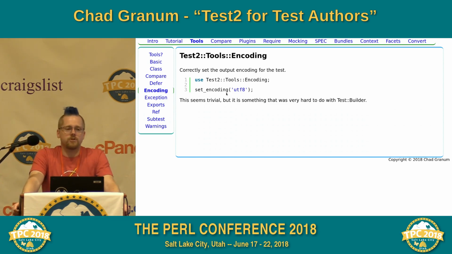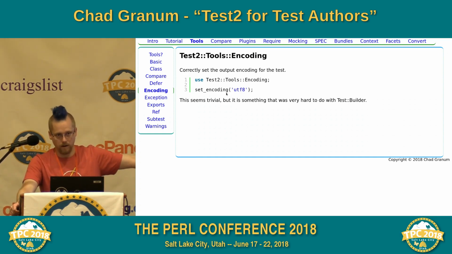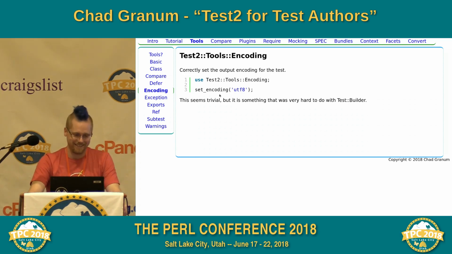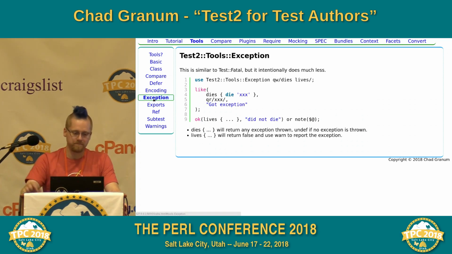So encoding. If any of you have ever tried to change the encoding when using Test2, you know that it is a royal pain in the ass. You have to modify your global file handles. You have to modify the global handles that Test2 conveniently copied for you in advance. And you have to do it all through a bunch of roundabout Test Simple or Test More ways. And it quickly becomes a nightmare, especially if you then go into subtests where they might have completely different file handles. With Test2, this is simple. You load Test2 tools encoding, set encoding, and give it your encoding, and it'll work, and everything will have that encoding. It was very hard in Test Builder, let me tell you.